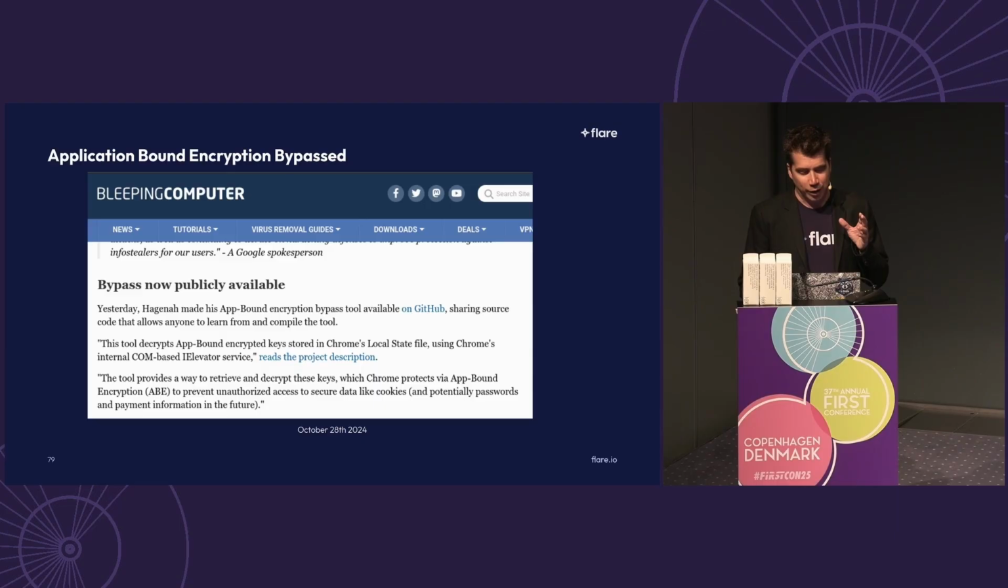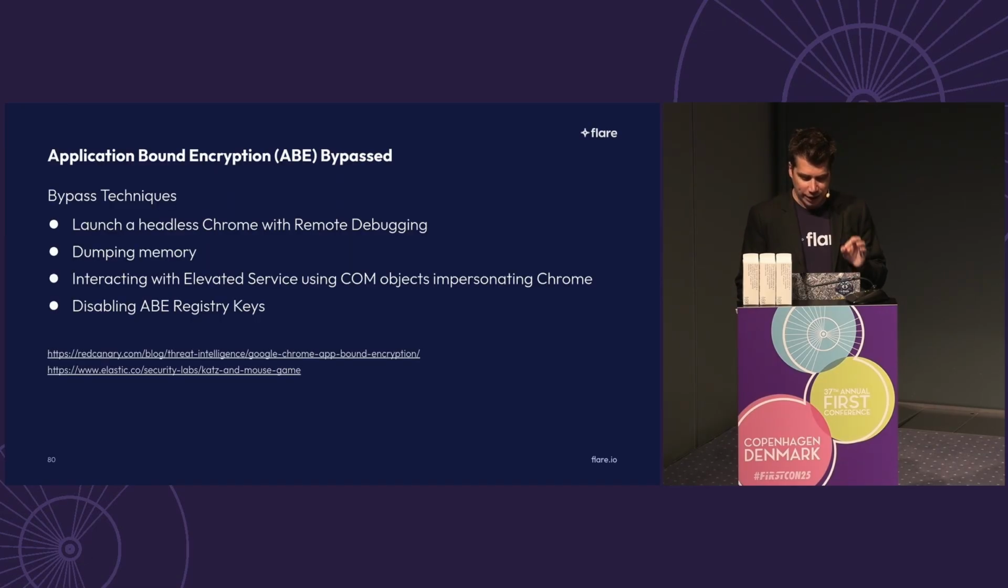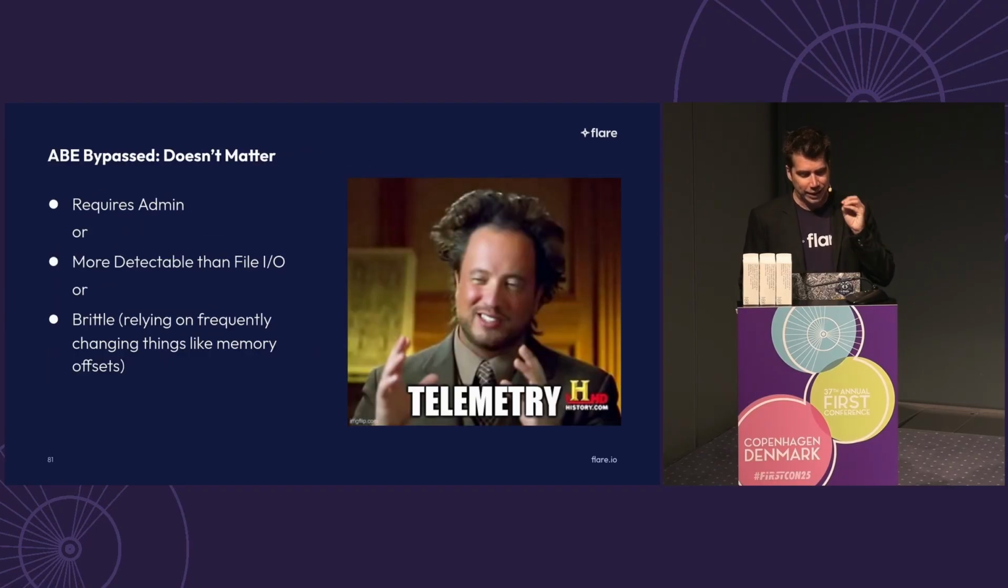But the thing is, it was bypassed super quickly. I want the community to realize that yes, it was bypassed, and there were several bypass techniques. You launch a headless Chrome with remote debugging. You can dump memory, but this requires admin. You can interact with the elevated service using COM objects and impersonate Chrome, just like Chrome does. Or you can disable ABE via a registry key, kill the Chrome process, and then when Chrome is relaunched, ABE, application-bound encryption, is disabled.